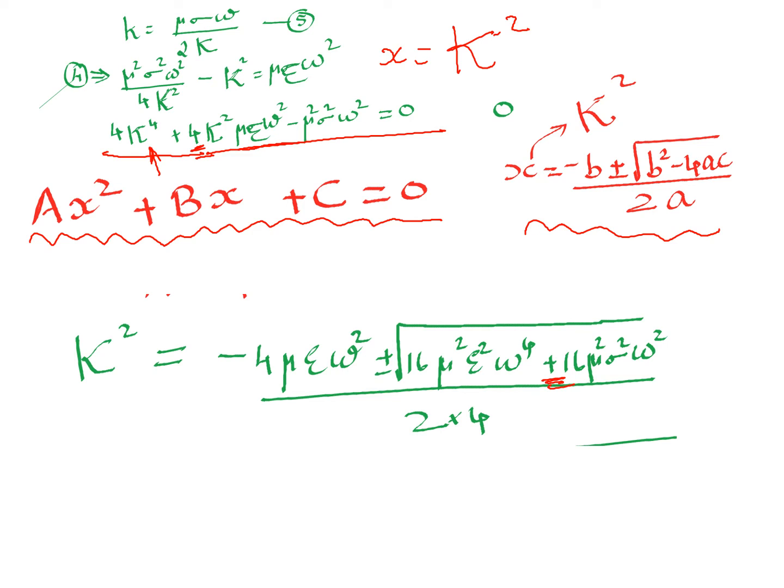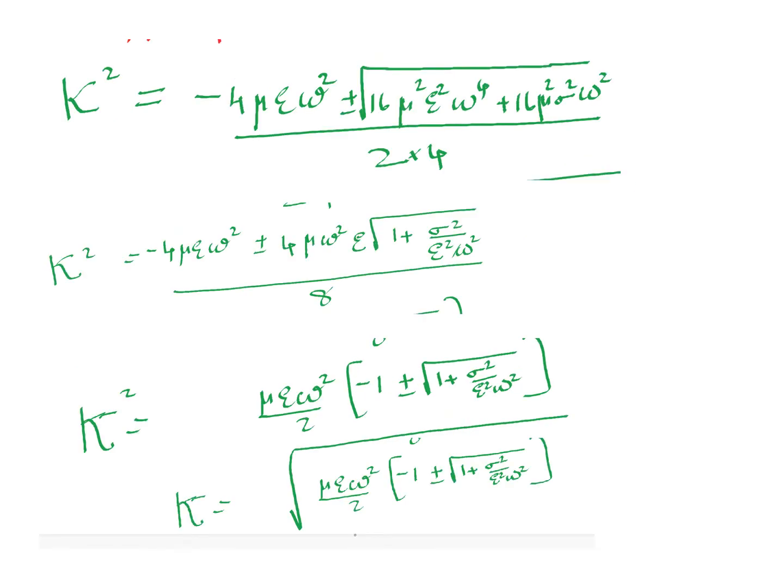Then 4ac. So 4 times 4 is 16 mu square sigma square omega square by 2a. So 2 times 4, it's 8. This can be simplified: you can take the square root, take 16 out, it becomes 4. Mu square out, it becomes mu. Omega square, sigma square out is sigma. And omega to the power 4, you can take as a common factor. So there is no omega square in the second term.